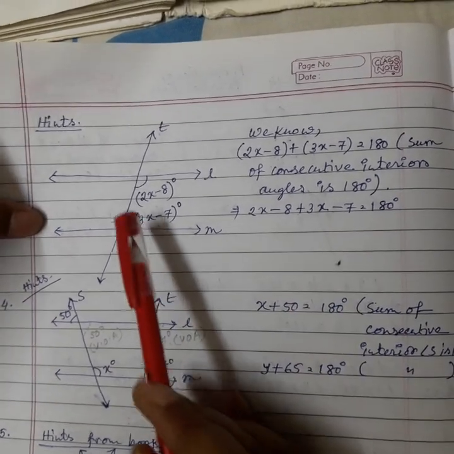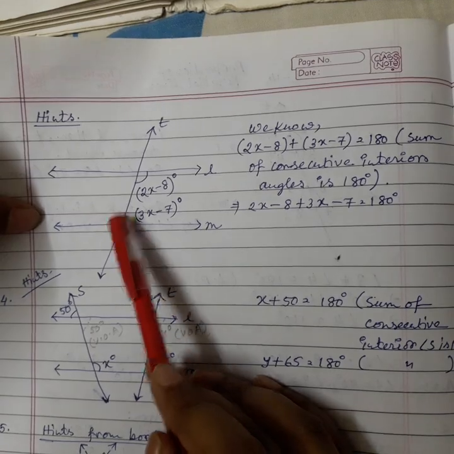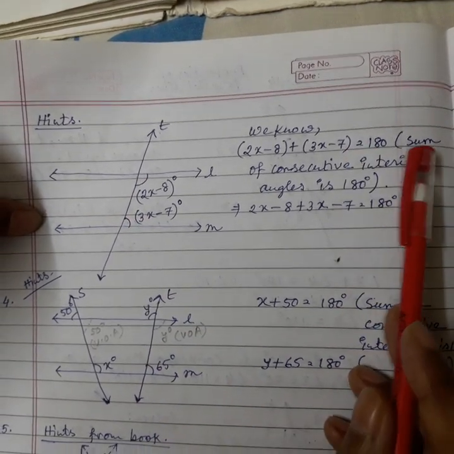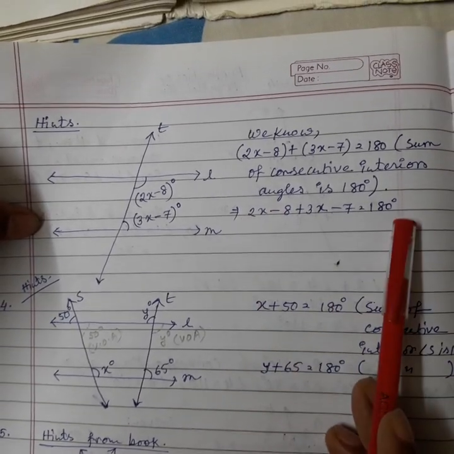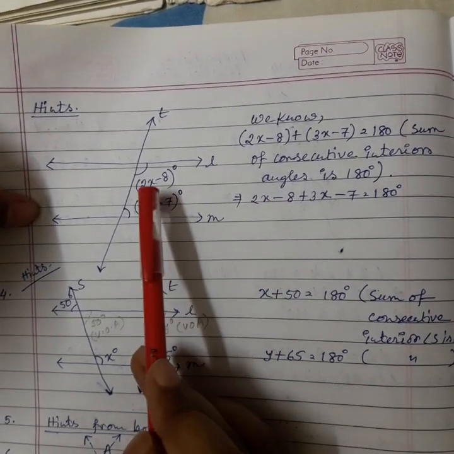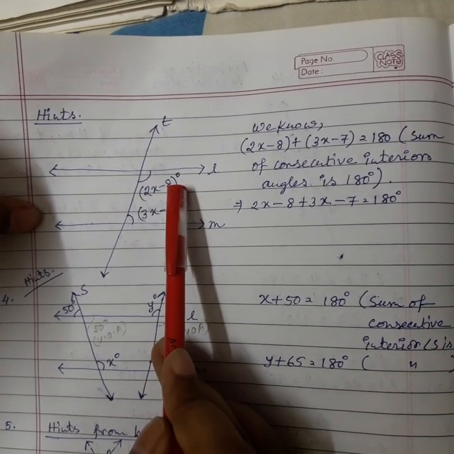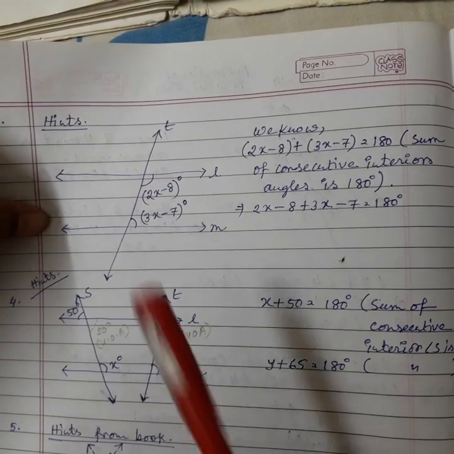Now these two angles are forming consecutive interior angles. That means the sum of these two angles is 180 degree. Sum of consecutive interior angles is 180 degree. Then you have to form the equation. You have to find the value of x. After getting x, you have to put it in 2x minus 8 and in 3x minus 7. Then you will get these two angles. In that way you have to solve.